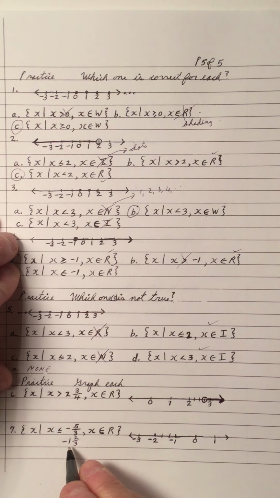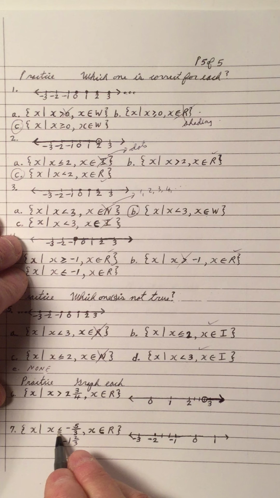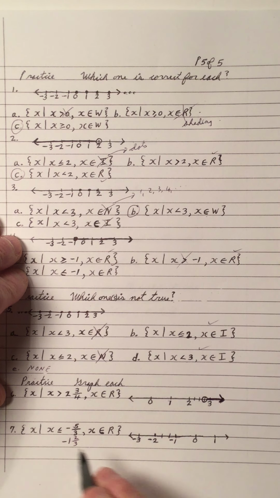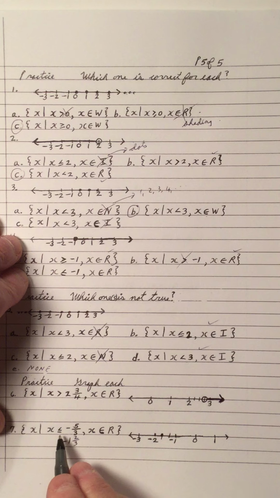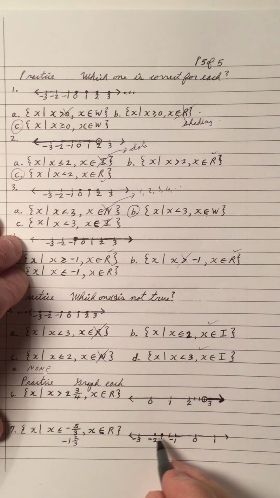So -1 2/3, that number is included because of the equal sign. So there it is, right there, solid dot, because it says equal to. And pointing to the left, so it's less than.